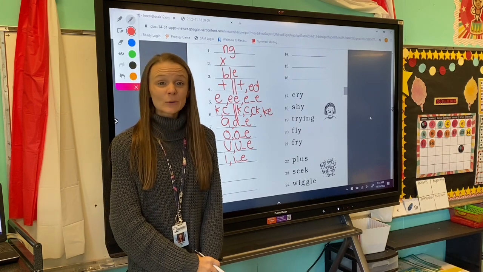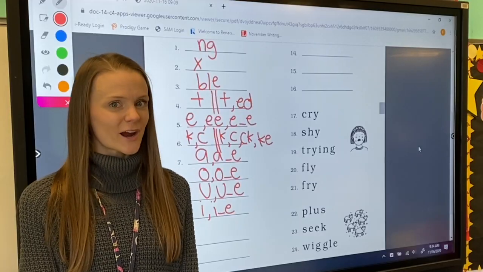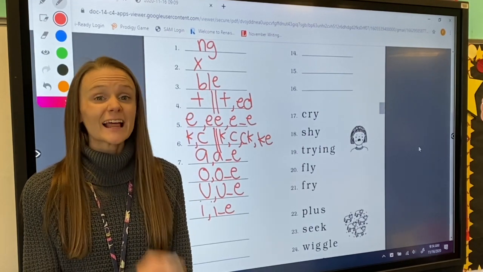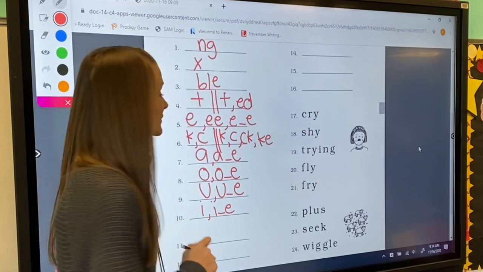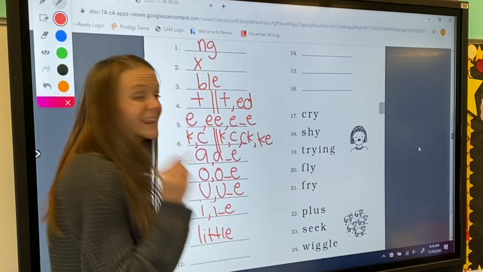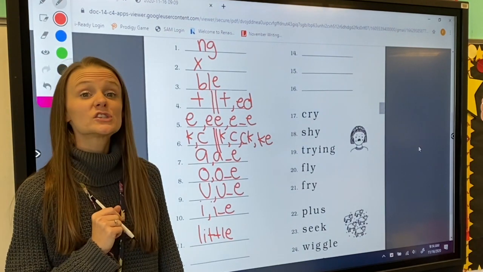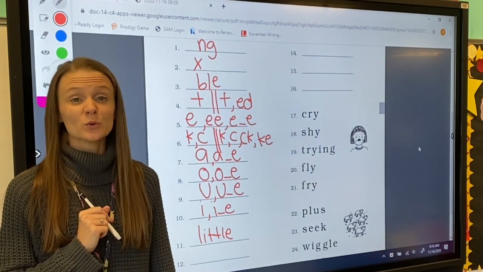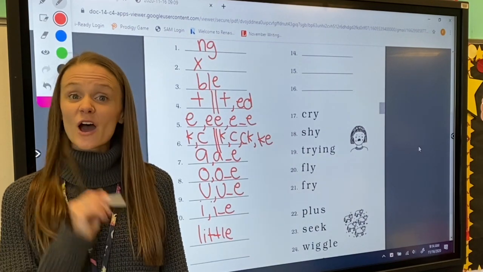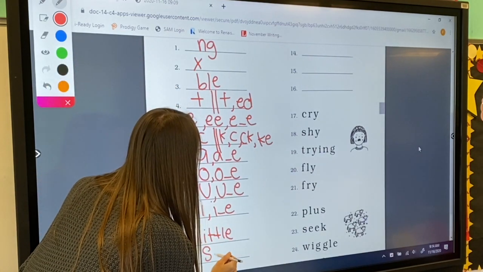Very good. Moving on down to numbers 11 and 12, we're going to spell a couple of words. For number 11, I want us to spell the word little. This word has that tull final stable syllable in it. So I'm going to write lit, tull. Little. Excellent. For number 12, we're going to write the word soon. I hear that ooh sound in that word. So I'm going to use O to make that ooh sound. Soon.